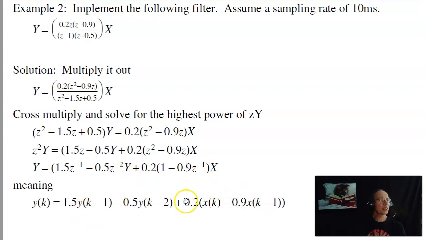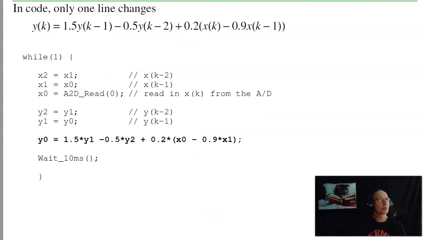So again, you can almost write that by inspection. Multiply it out, there's your denominator polynomial with a minus sign, and here's the numerator polynomial. In code, I just have to remember this goes up to 2 in the past. What's the input 2 samples in the past? What's the output 2 samples in the past? And the current output is a function of the previous outputs and previous inputs. So we just need a couple multiplies and adds.